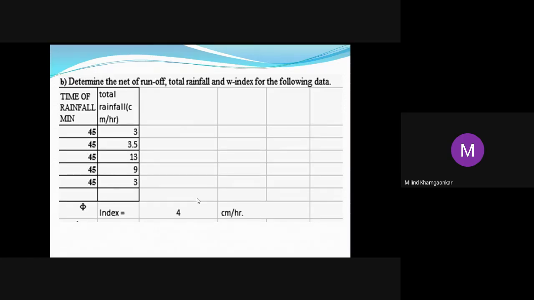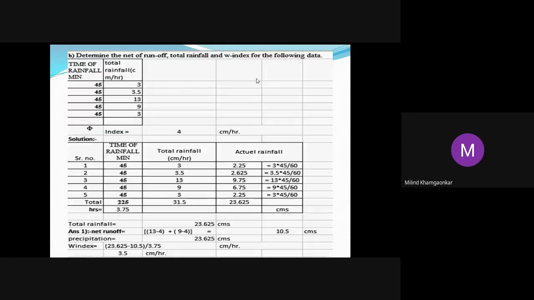Again, what they have asked you is to determine the runoff. They have asked you to determine the total rainfall and the W index. As I have been telling you, the numericals in the exam appear to be almost of a similar type. If you solve 2, 3, 4 numericals on your own, you will definitely get the expertise.